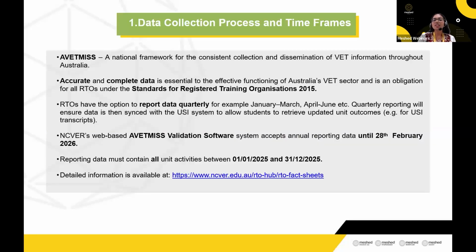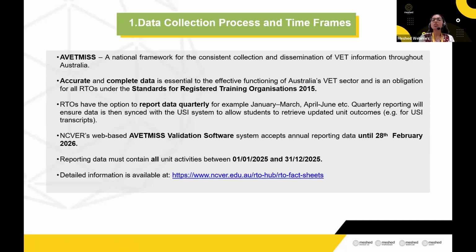Making a start with the data collection processes and timeframes, and to understand what AVETMISS actually is. AVETMISS is a national framework for the consistent collection and dissemination of VET information across Australia. If you are a registered training organization, or as we call an RTO, under the Standards for Registered Training Organizations Act 2015, you are liable to produce the AVETMISS report at least once a year to NCVR for the accurate and complete data of the training activity that you've conducted during the collection period.